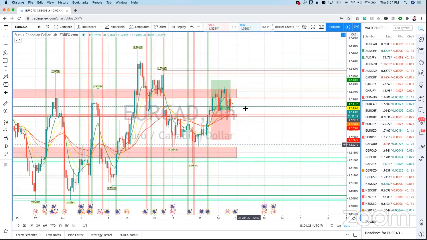Let's see, Euro CAD, and we should call this one too. Well, I think this was too close as well, right? I think so. Yep, it was way too close.